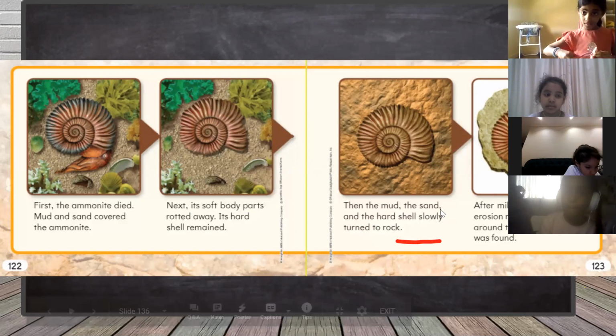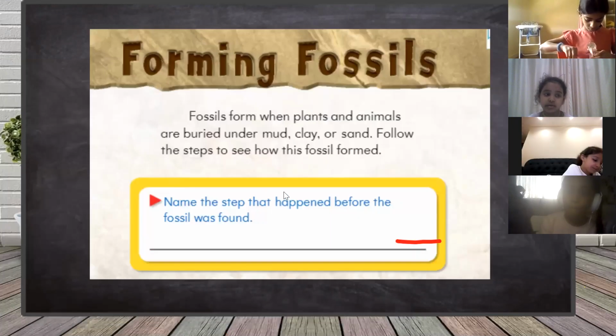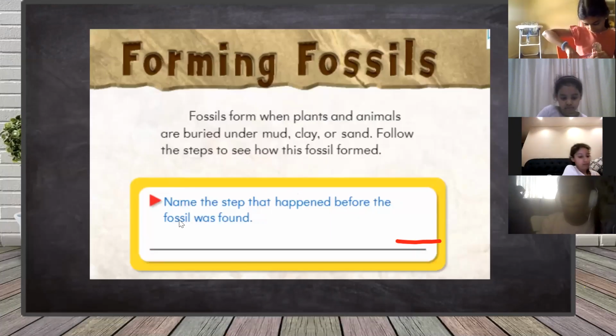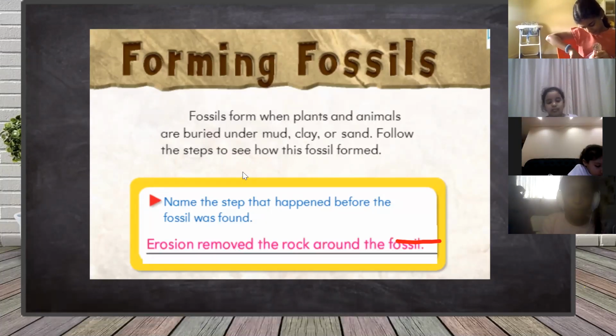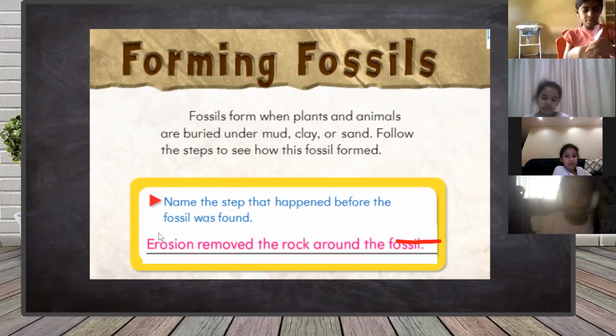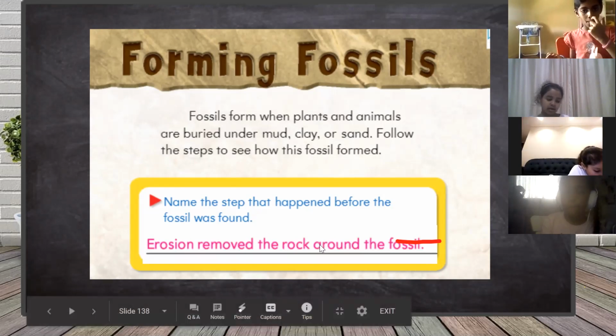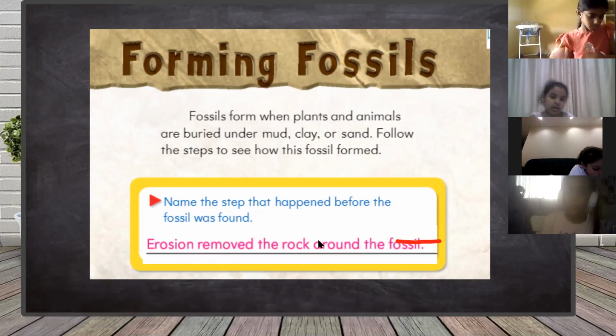So the step that happened before the fossil was found. What happened before the fossil was found? Erosion removed the rock around the fossil.